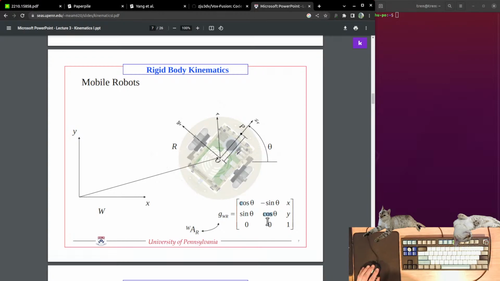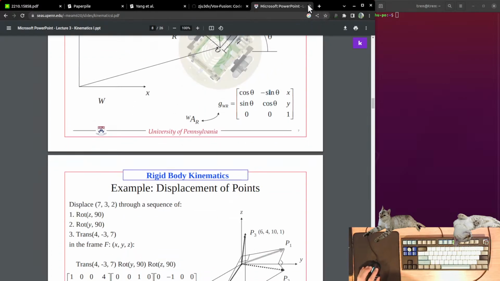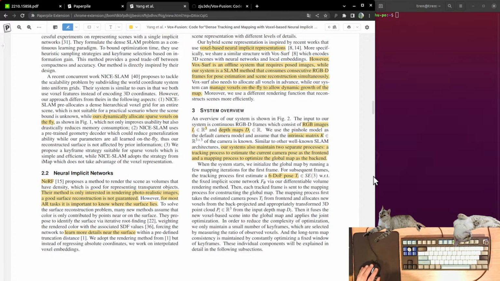For example, this is a 2D version, so this would be the x position of the robot, y position of the robot, and then this part right here, cosine, negative sine, sine, cosine, is the rotation matrix. So let's go back to the paper. So 6 DOF pose in SE3.